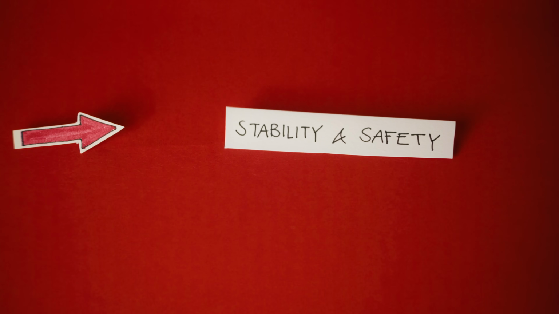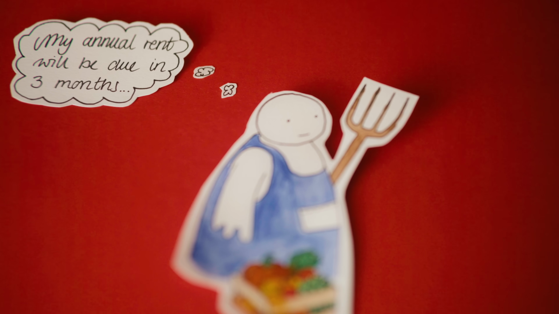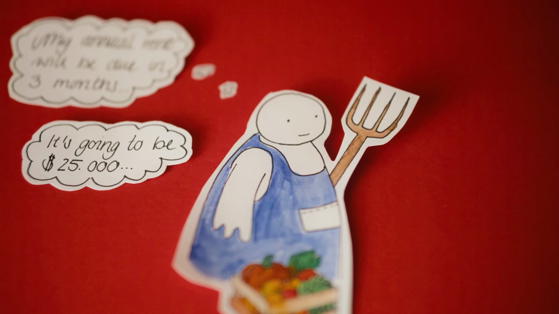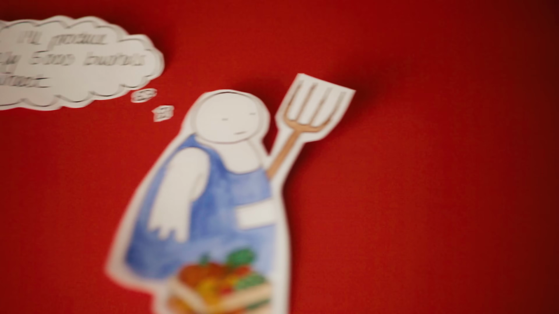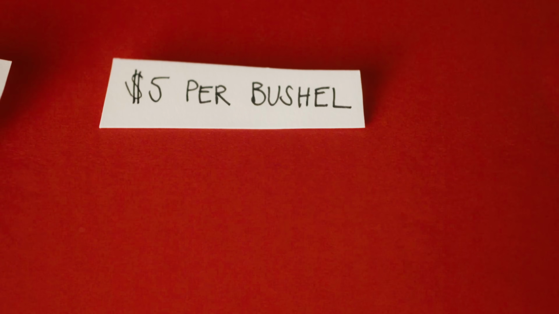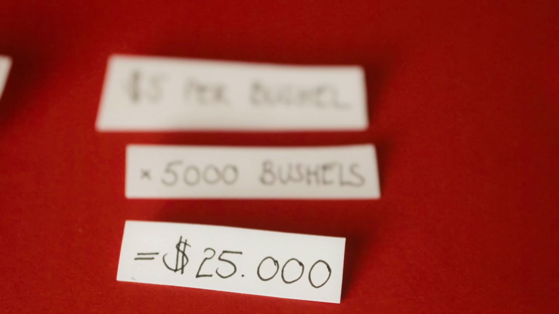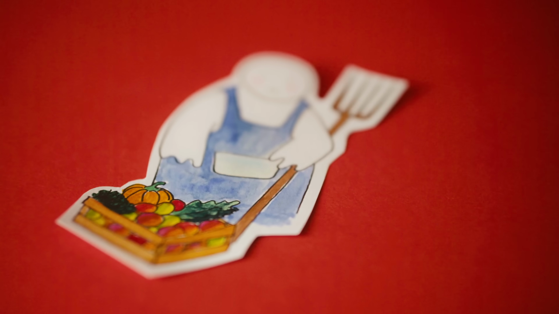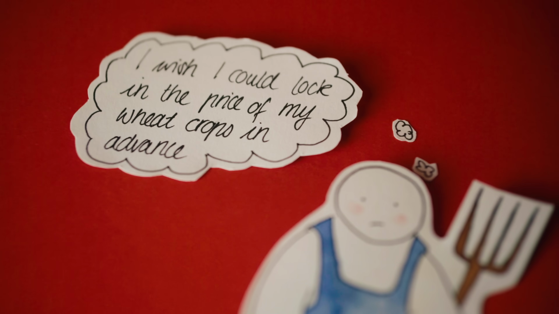Here's an example. This farmer already knows that the rent for his farm will be due in 3 months, and it will be $25,000. He also knows that he will roughly produce 5,000 bushels of wheat. If he sells them all for $5 a bushel each, he has enough money to cover rent. But if the price of wheat falls, he is kind of fucked. He would be a lot more chill if he could just lock in the price of crops in advance.